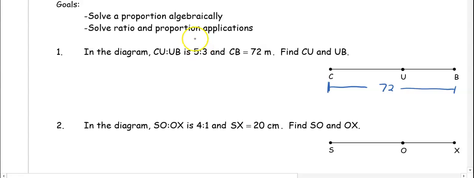If we have a ratio of 5 to 3, that means one piece is 5x and one piece is 3x. So we can add them together to equal the whole length. 5x plus 3x equals 72. So we get 8x equals 72. X is 9. Then to find our lengths, we can substitute back in. So 5 times 9 is 45. And 3 times 9 is 27.